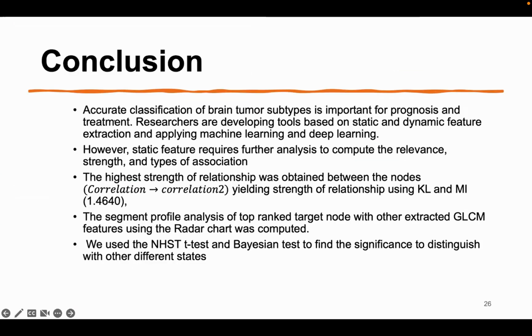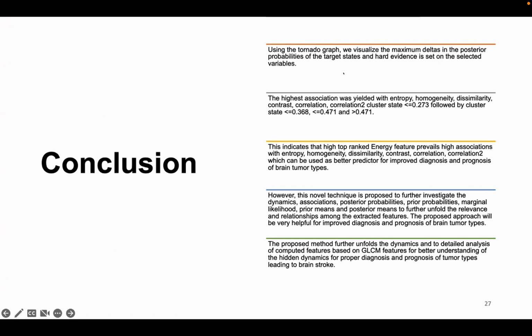In conclusion, traditional methods just compare different types of features, train the networks, and compute the classification. But in this study, we first computed GLCM based features, then ranked the features, and found the different types of relationships and associations among the features. We computed the segment profile analysis and the tornado graphs, and also the associations with the energy variables, ranked the energy features, and computed their association with the other set of features.